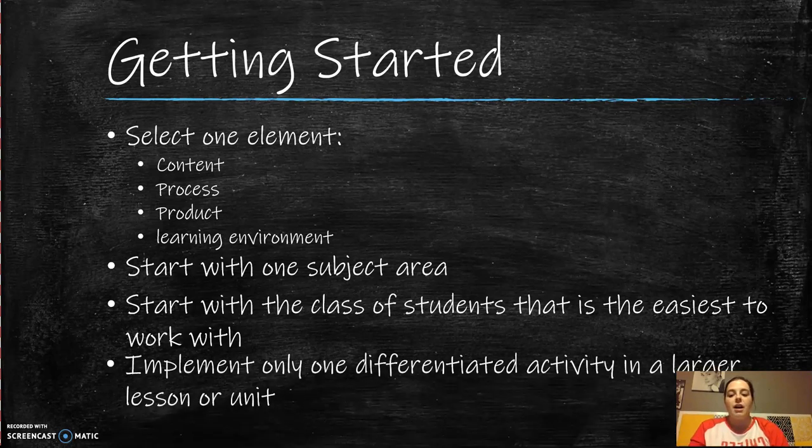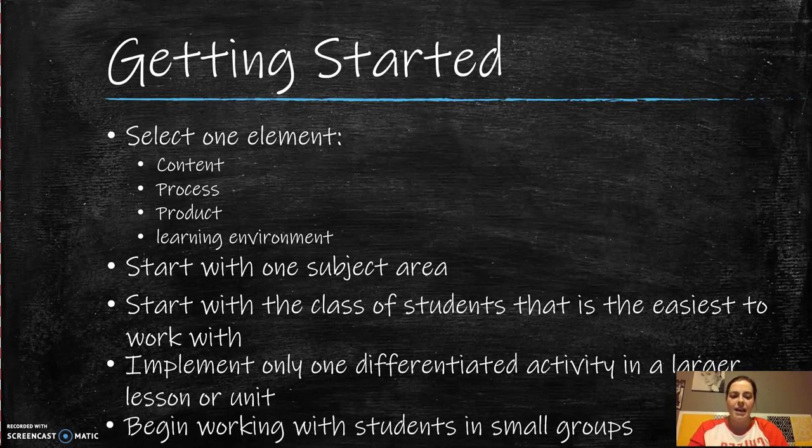Then you're going to implement a differentiated activity in a larger lesson or unit, but only do one of them. Don't do everything differentiated in the activity. You just want to do one differentiated activity in a larger lesson or unit. And then you begin working with the students in their small groups. You break down the large group and you start with the small groups and you kind of get an idea of what's working and what's not.